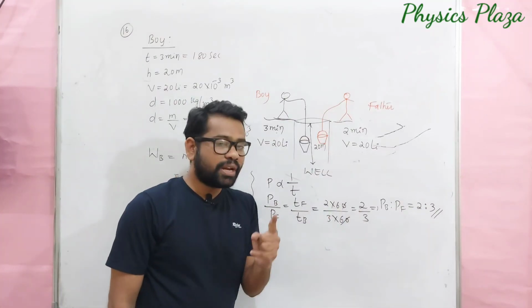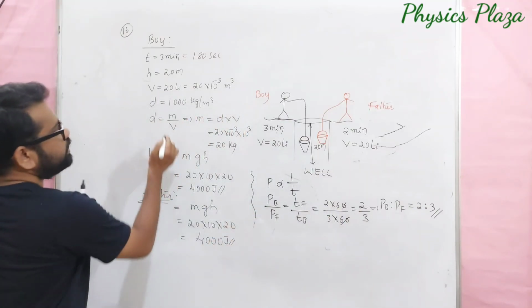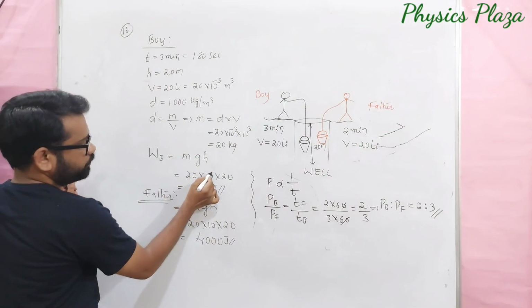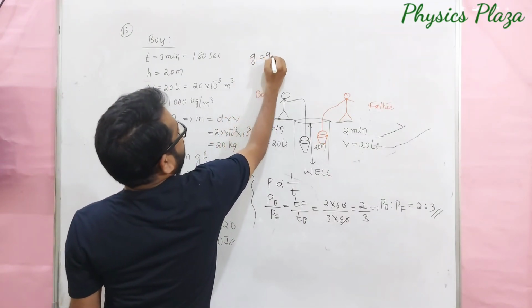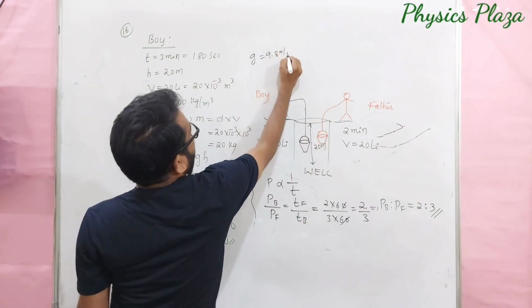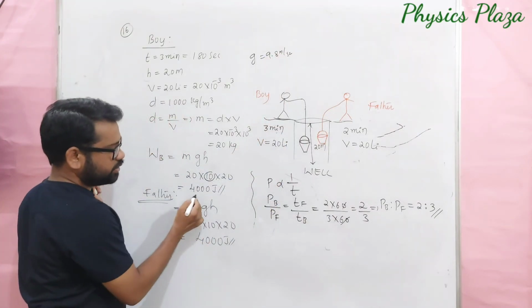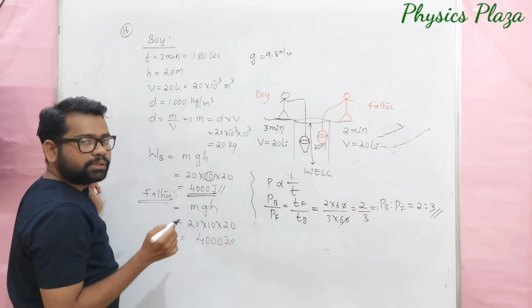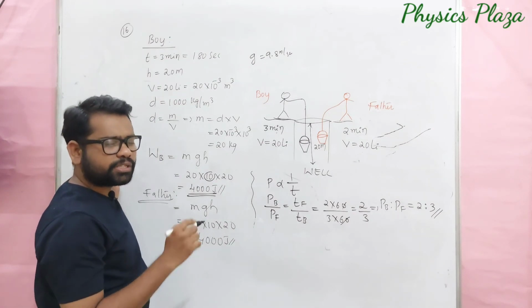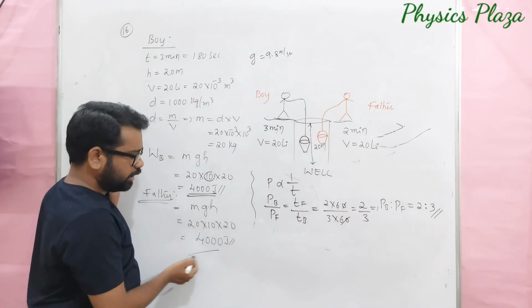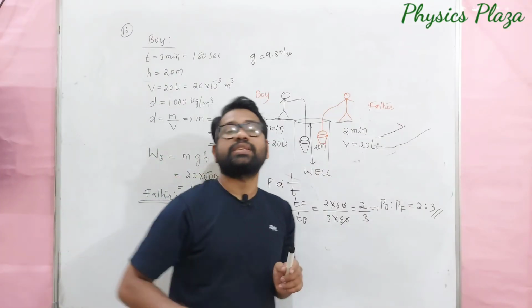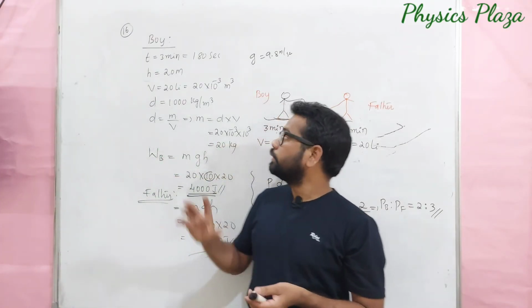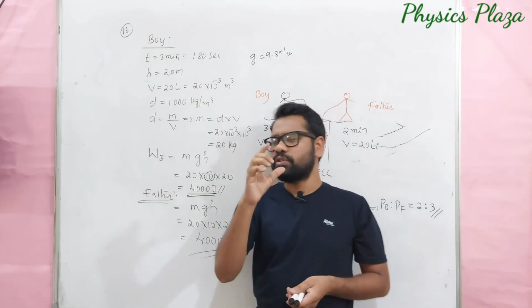But children, it's very important: here we have taken the g value as 10. If instead you take g as 9.8 meter per second square, instead of 4000 you will get around 3920, means 3.92 here, and here also 3.92. So the number is not the matter here, the procedure is what matters. These are the numericals we discussed in today's session.